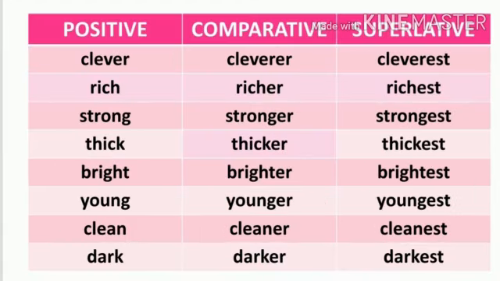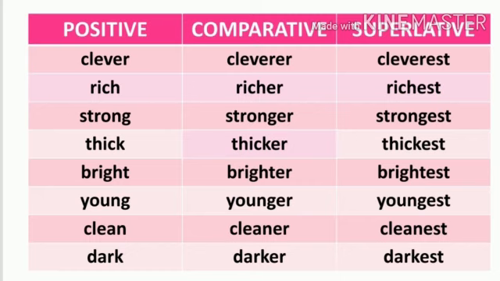Now, we will try to understand how the comparative and superlative degrees are formed. The first word is clever. Its comparative is cleverer and its superlative is cleverest. Then rich, richer, richest. Strong, stronger, strongest. Thick, thicker, thickest, and so on. You can pause the video and you can go through this.